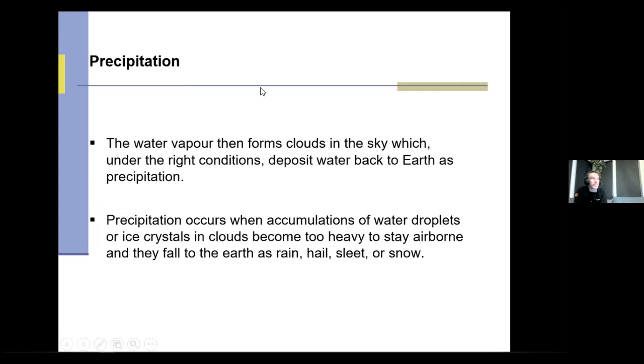We'll keep going on precipitation. So the water vapor forms the clouds in the sky. Under the right conditions, it condenses and deposits water back to Earth. And this is our precipitation. It occurs when all these water droplets or ice crystals, because if you think about it, in the high atmosphere where the clouds are, it's quite cold and it could be icy, fall again as rain, hail, sleet, snow, mostly rain though.